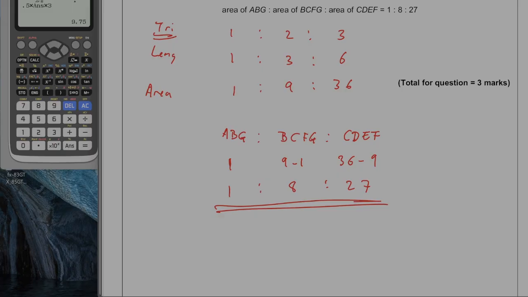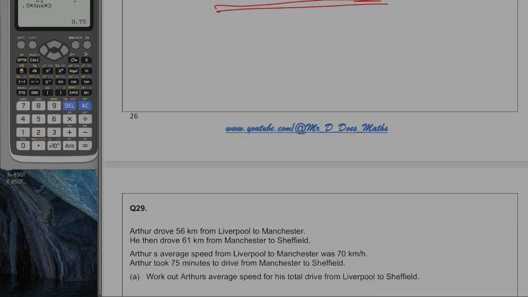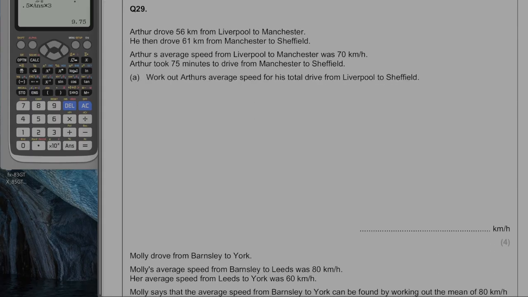There we go. That's how I've gone about that. Right. Question 29. Arthur drove 56 kilometres from Liverpool to Manchester. He then drove 61 kilometres from Manchester to Sheffield. Arthur's average speed from Liverpool to Manchester was 70 kilometres per hour. Arthur took 75 minutes to drive from Manchester to Sheffield. Work out Arthur's average speed for his total drive from Liverpool to Sheffield.